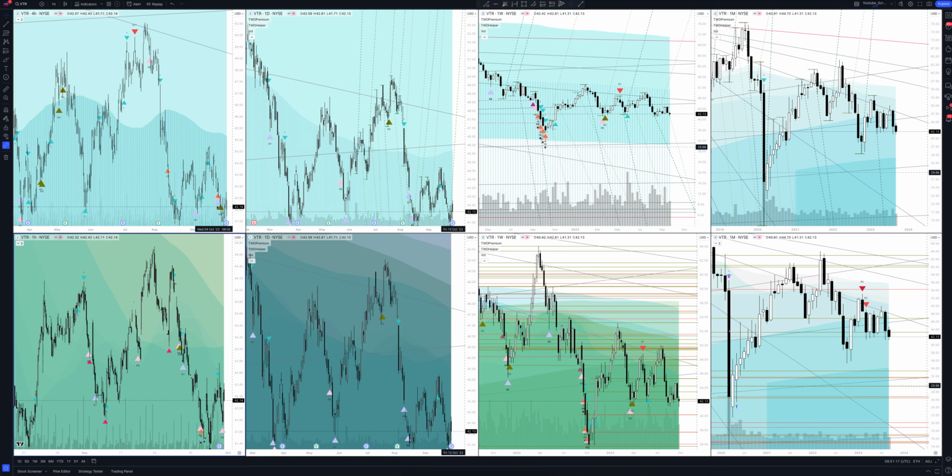Today we will take a look at Ventas REIT stock. Let's analyze the market situation and find out how you can make money on it. Let's start.